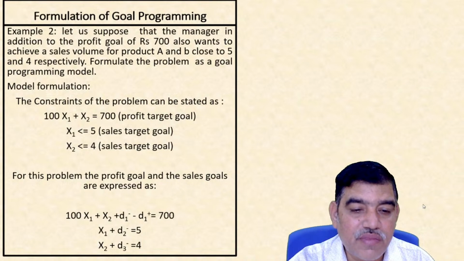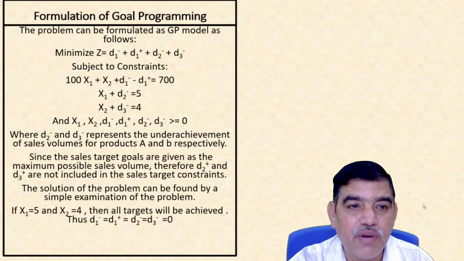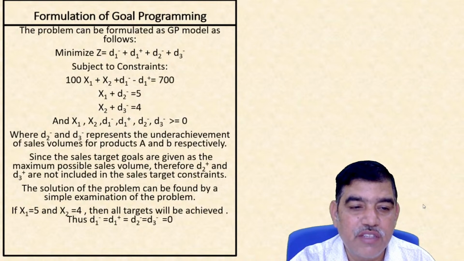If you draw the lines, here also you can solve it by using the graphical method very easily. We also learned how to formulate the problem: minimize z equal to d1 negative plus d1 positive plus d2 negative plus d3 negative, subject to the constraints 100x1 plus x2 plus d1 negative minus d1 positive equal to 700. Here d2 negative and d3 negative represent the underachievement of sales volume for product A and product B respectively.